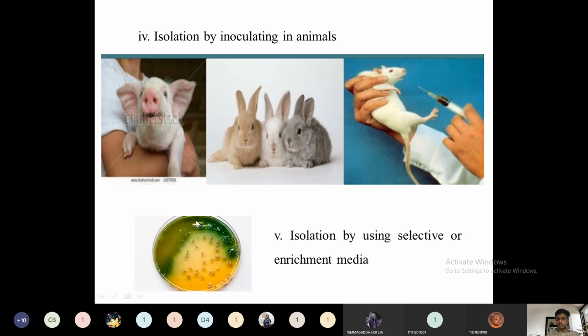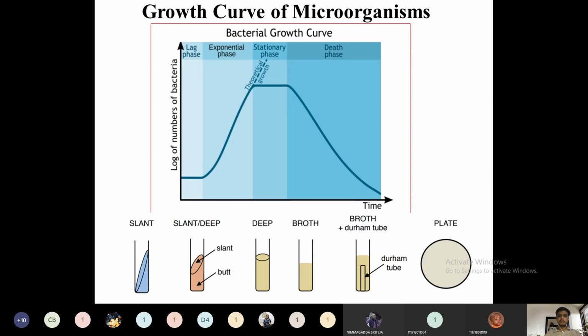So we are providing a selective media for the particular type of microorganism. Then among the population of microorganisms, we leave them inside this petri dish. We can identify that whoever is consuming this selective media are the required microorganisms for our experiments. In this way, we can isolate the particular type of microorganisms.